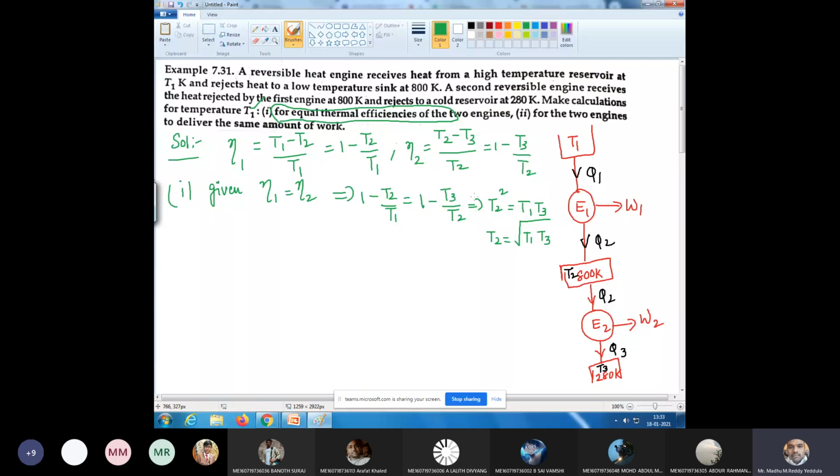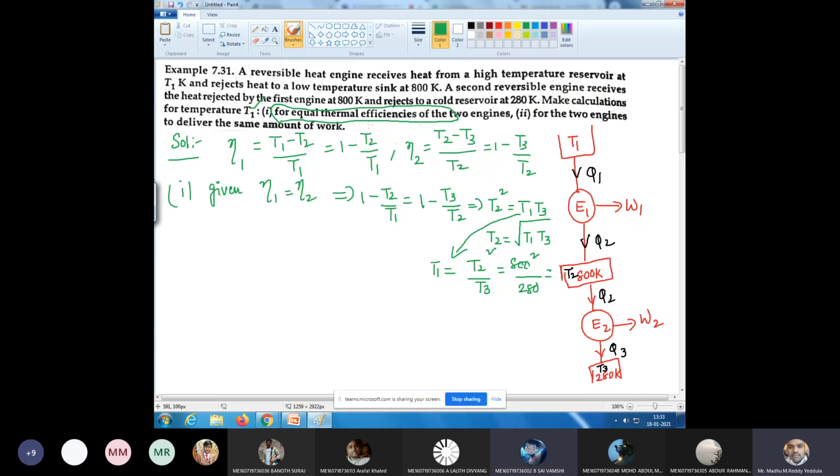Yes or no? We know T2 is known, T3 is known, but what is required here? T1 only, and T1 is the unknown value. So directly from this I can write, no need to go further, T1 is equal to T2 square by T3. T2 is how much? 800. So 800 square by T3, which is 280 Kelvin. If you solve, you will get the value of T1. Okay, this is the first case.